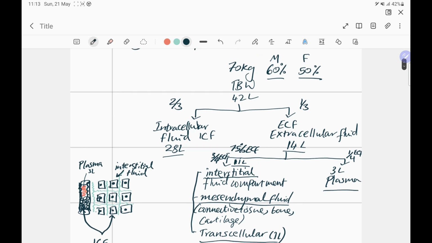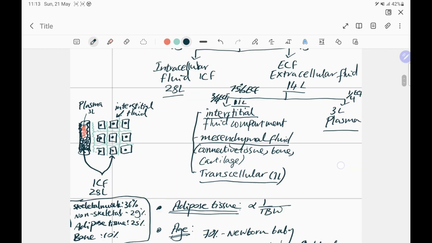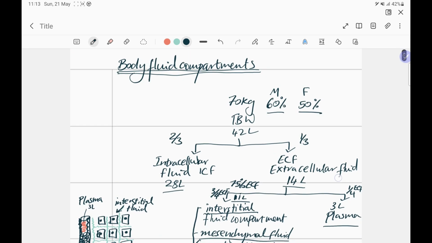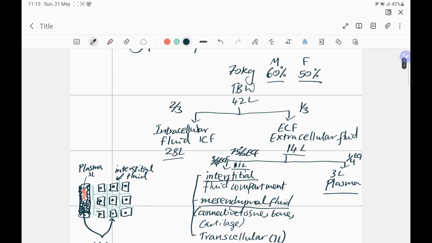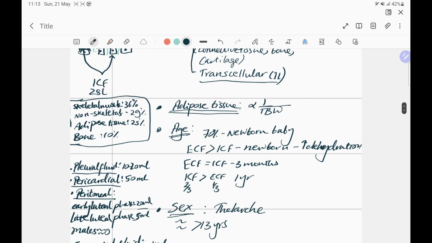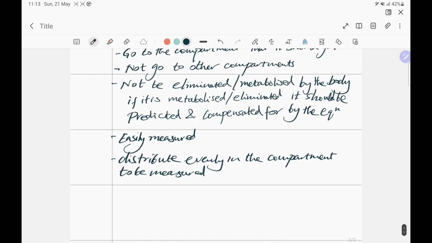Like if you want to measure interstitial fluid compartment, I can measure plasma volume and I can measure extracellular fluid volume, and then I can subtract them from each other, and then I can get your interstitial fluid compartment. So that's how it works over here. If I want to measure intracellular fluid compartment, I can measure your ECF using indicator dilution method, then I can measure total body water using indicator dilution method, then subtract it, and I get ICF that time, intracellular fluid compartment.